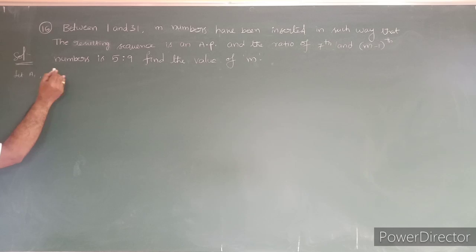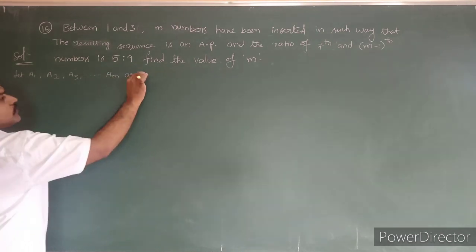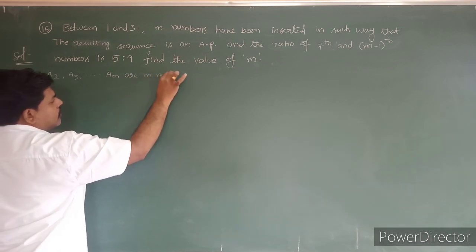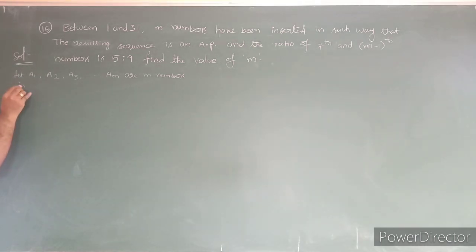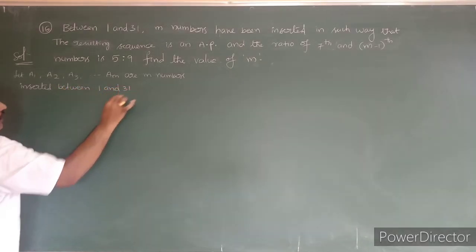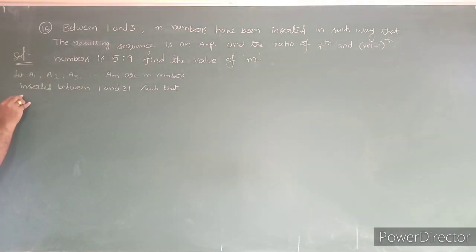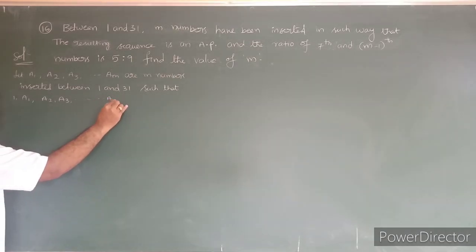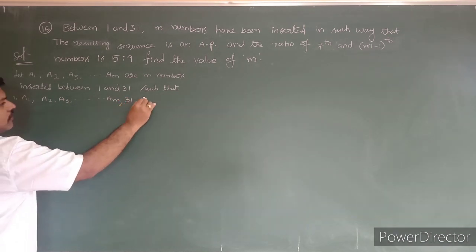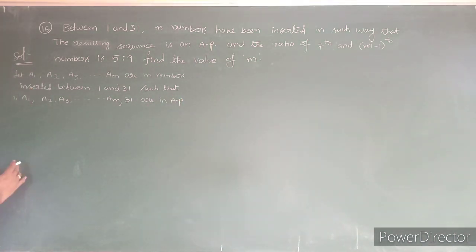Let a1, a2, a3 and so on, am be the m numbers inserted between 1 and 31 such that 1, a1, a2, a3, and so on, am, 31 are in arithmetic progression. So here we have inserted m numbers.